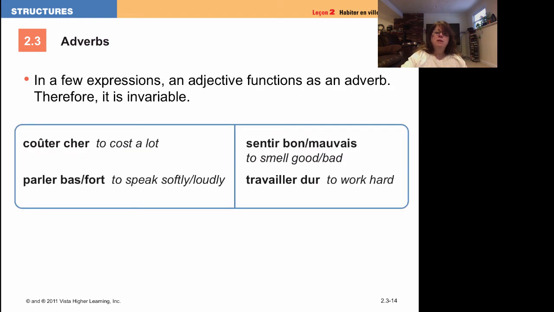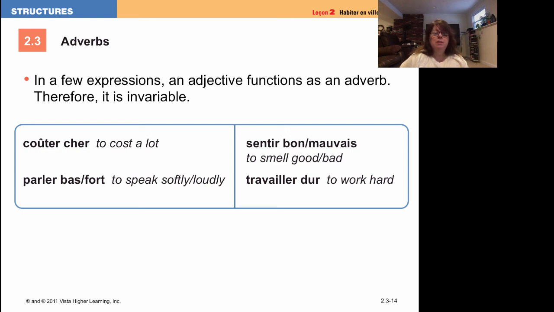There are a few expressions in French where the adjective functions as an adverb, and therefore it is invariable. In other words, it looks like an adjective, but it functions as an adverb. So for example, if something costs a lot, ça coûte cher. Okay, so we do not change the word cher to it costs a lotly. The ment essentially works like the ly. And so these are a few that don't do that.